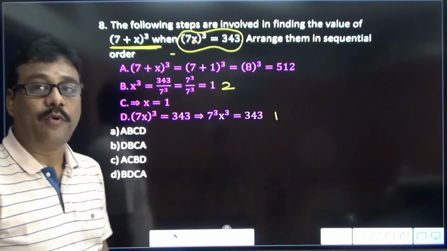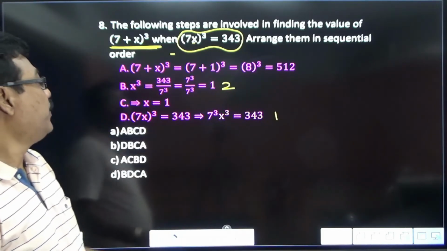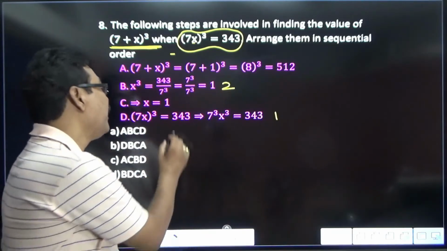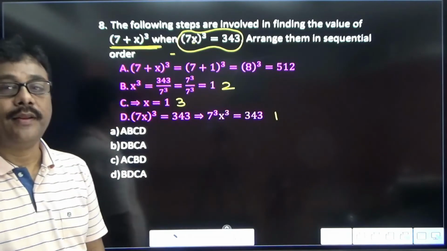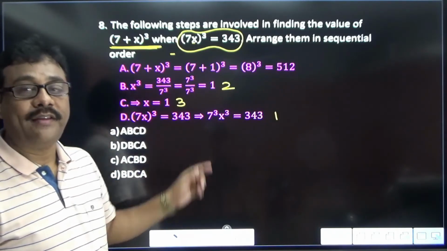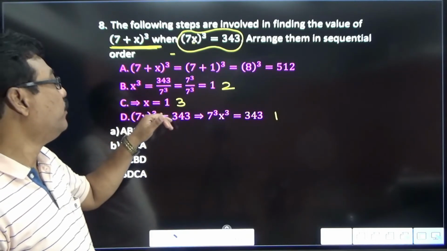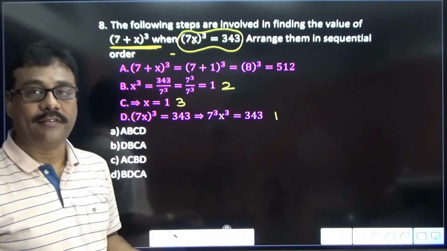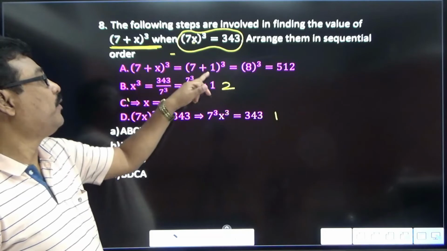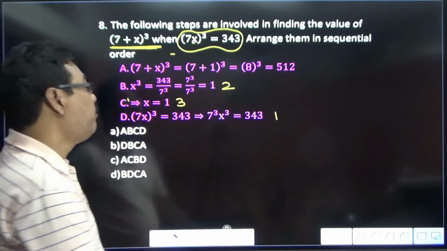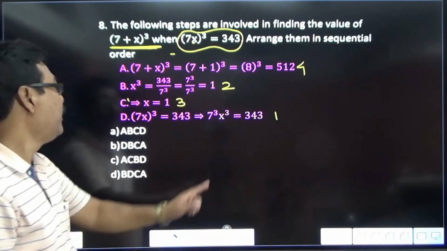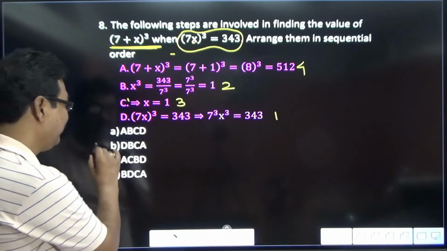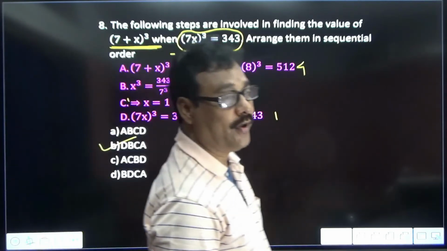This is the second step. Next, what will I do? I will find the value of x. X cube is equal to this, then find the value of x. After I get the value of x, I will put the value of x in place of this x to get the value of this. So 7 plus 1 whole cube is this. So this is the fourth step. So what is the answer then? D, B, C, A. This is option number B. Option number B is correct. D, B, C, A.